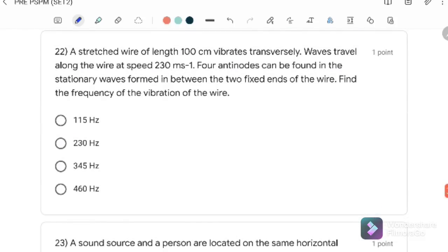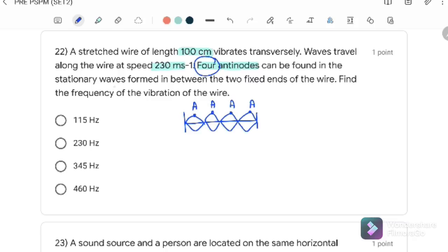Okay, next, question number 22 is the application of the standing wave, where a stretched wire initially 100 cm vibrates transversely. The wave travels along the wire at a speed of 230. 4 antinodes can be found in the stationary waveform between the two fixed ends. So meaning that this is the fixed line, these are the fixed ends of the wire, where here we can find 4 antinodes. Okay, so we have 1, 2, 3, 4. We have 4 antinodes found.